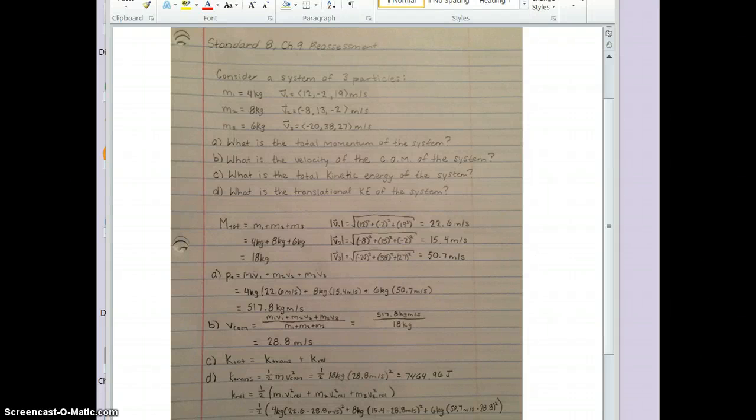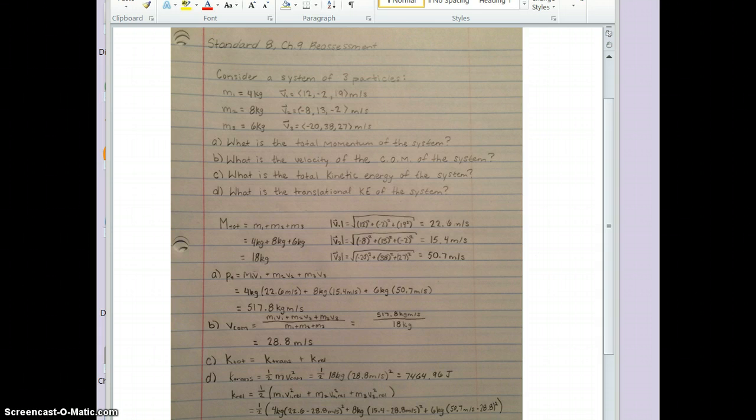This is my reassessment for Standard 8, which is Chapter 9. In this problem, we have a system consisting of 3 particles. Each particle has a different mass and a different velocity. Here, we are trying to figure out what the total momentum of the system is, what the velocity of the center of mass of the system is, what the total kinetic energy of the system is, and what the translational kinetic energy of the system is.